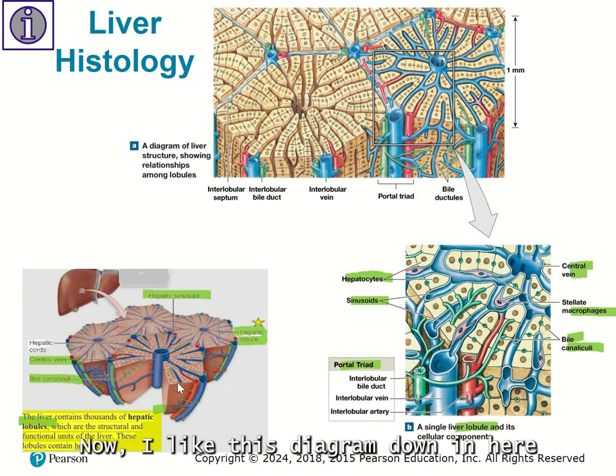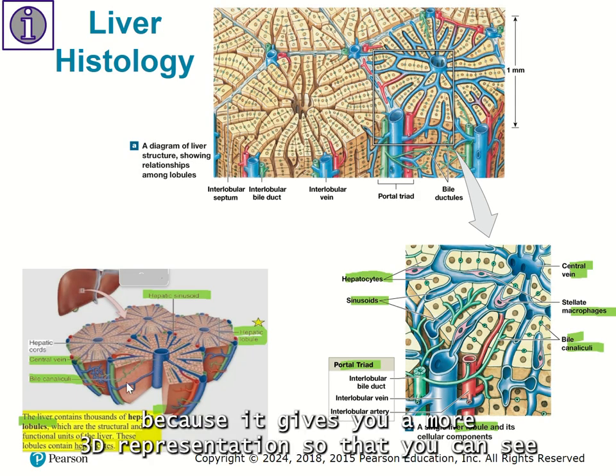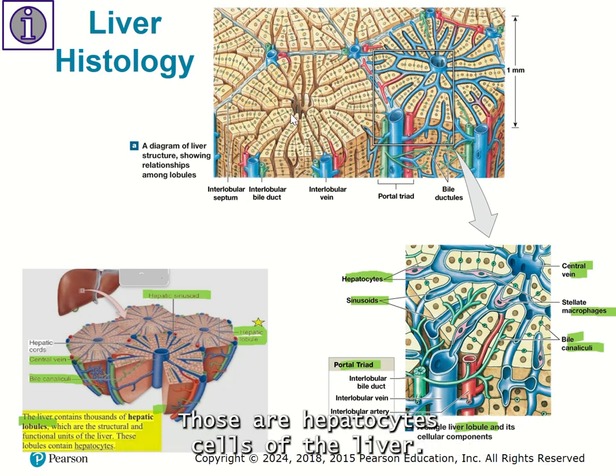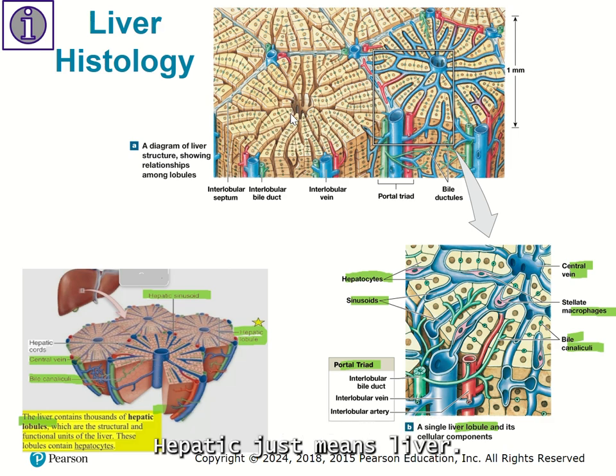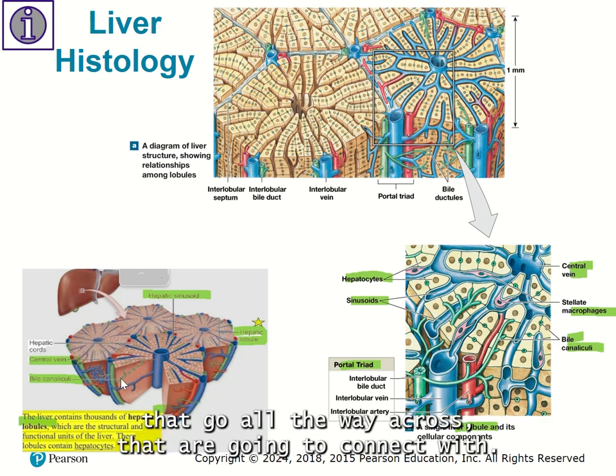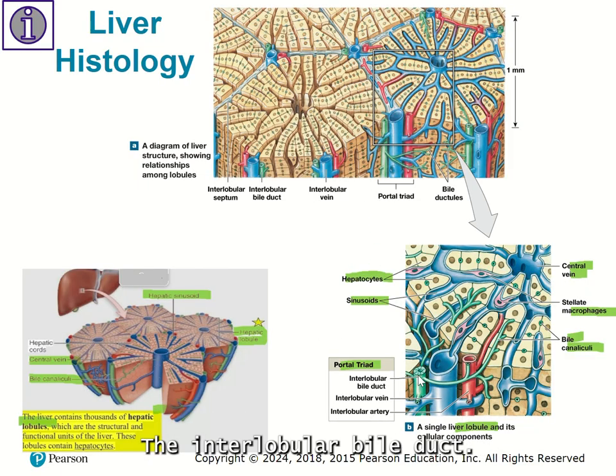Now I like this diagram down in here because it gives you a more 3D representation so that you can see these little hepatocytes, which are all the individual cells. Those are hepatocytes, cells of the liver. Hepato just means liver. They are going to be connected by these little green ducts that go all the way across that are going to connect with the interlobular bile duct.